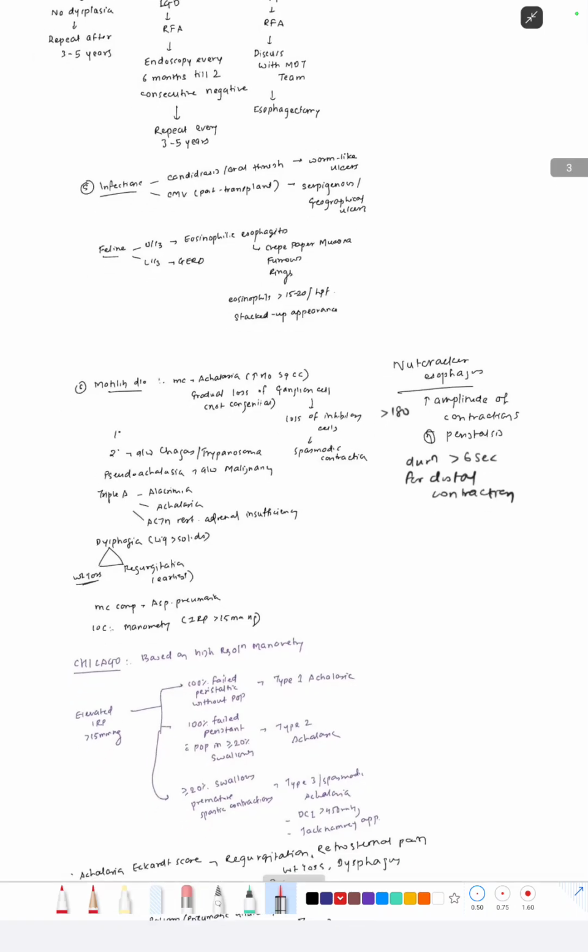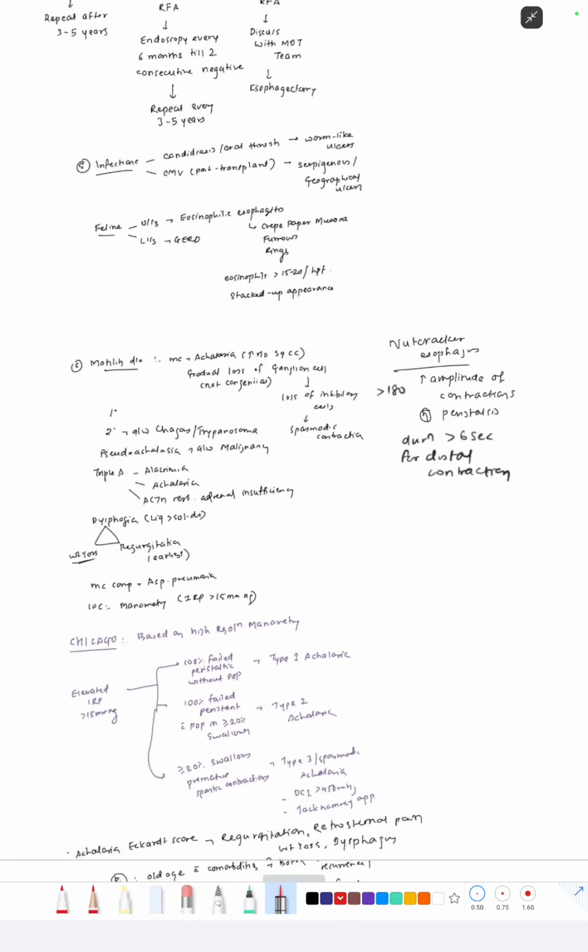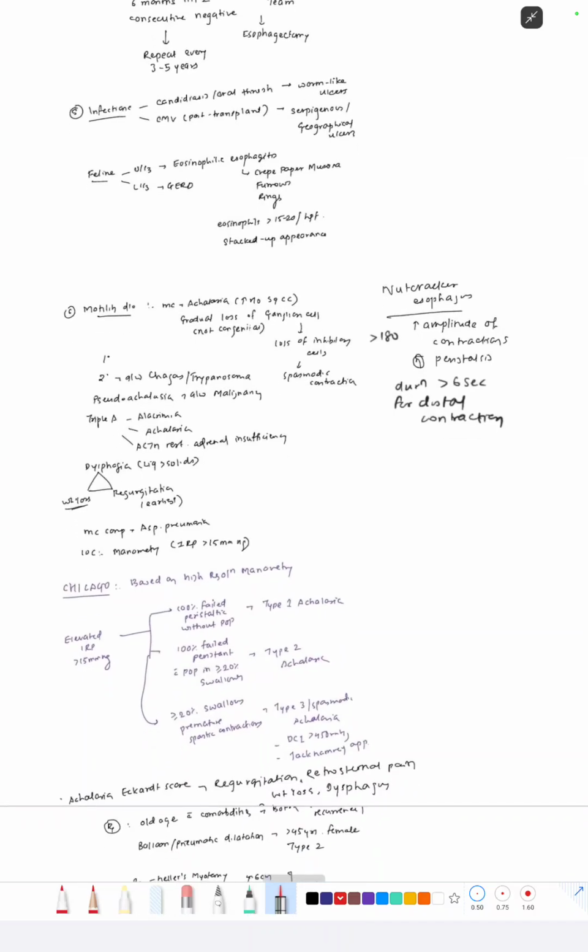Then moving next to the motility disorders, the most common motility disorder is achalasia cardia. There is an increased risk of squamous cell carcinoma, while GERD increases the risk of adenocarcinoma. Then there is a gradual loss of the ganglion cells. It is not similar to Hirschsprung disease, where there is a congenital absence. And there is another syndrome called nutcracker esophagus. In nutcracker esophagus, there is normal peristalsis, but the amplitude of contraction increases, and the duration is also more than 6 seconds for distal contractions. So that is called the nutcracker esophagus.